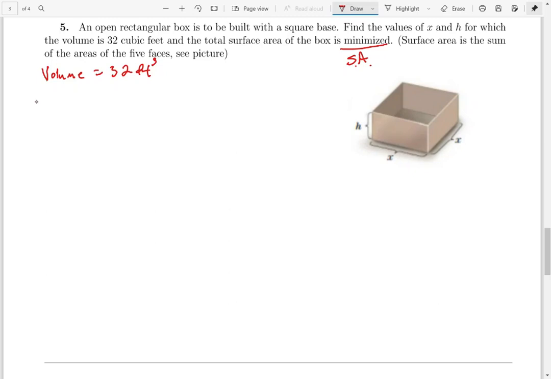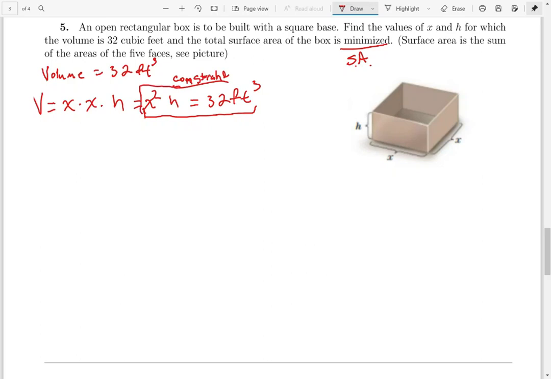Let's find the volume formula. Well, volume is just going to be length times width times height. But because our box base is a square, that's going to be x times x times h. And so our volume is going to be x squared times h, and that's going to be equal to 32 feet cubed. Hopefully you recognize that because we have a restriction, this is our constraint. And so we now have a constraint formula to work with. Okay? Alright, then we've got to get our surface area, because surface area is going to end up being the thing that we're going to minimize.